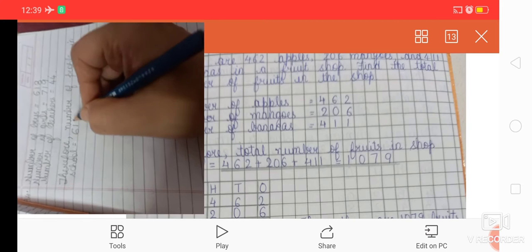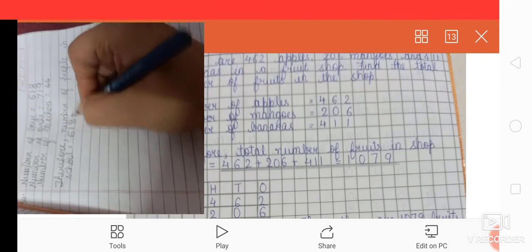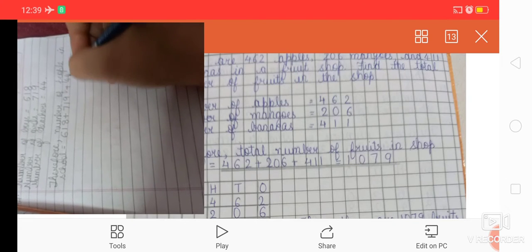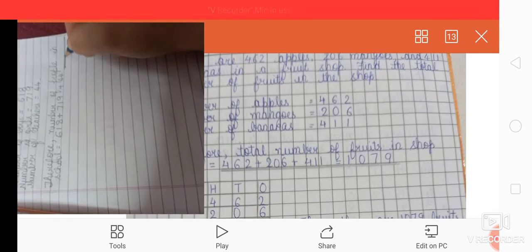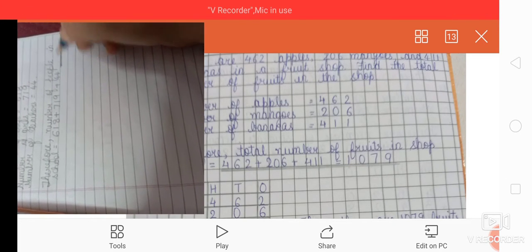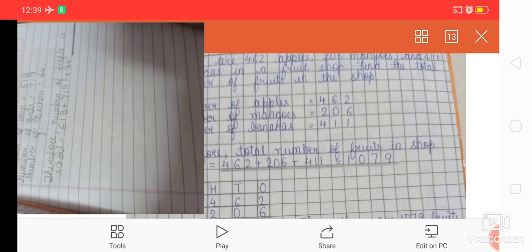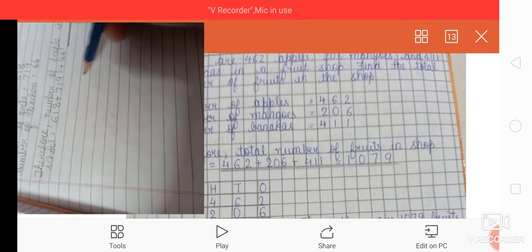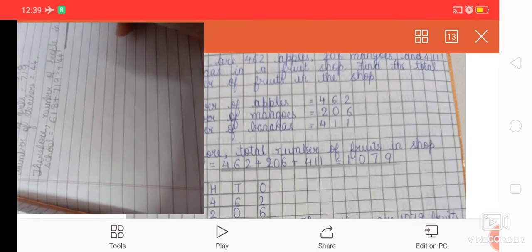How many people are there? 618 plus 719 plus 44. All together means we have to add. Now these are the numbers. We have to arrange them in columns and we have to add.